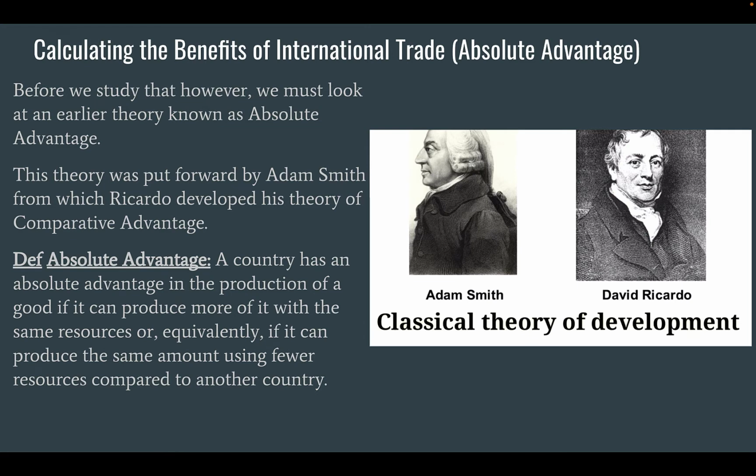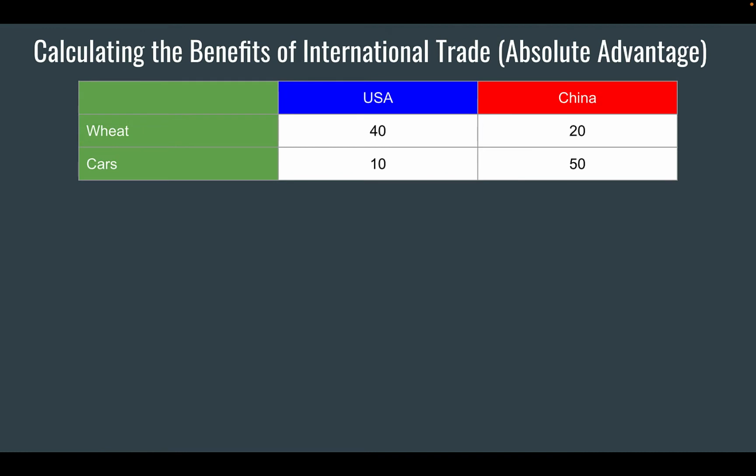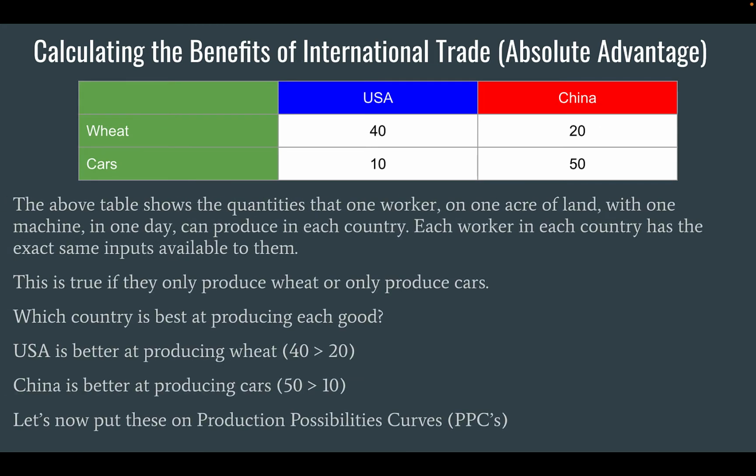This is the idea. Now, what we are going to do is look at the 2 countries. We're talking about absolute advantage by Adam Smith. There are 2 countries and 2 goods in this model. We are going to compare them. Okay? So, if the USA has one person working one full day, and each worker has the same amount of inputs, they will produce 40 units per worker per day of wheat, 40 bushels.